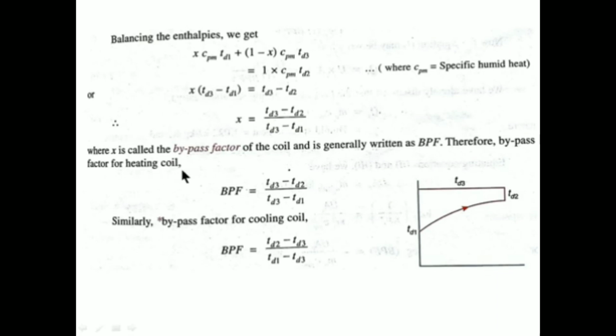So for heating coil, the BPF should be written as (TD3 minus TD2) upon (TD3 minus TD1), as TD3 is more, and for cooling coil BPF should be written as (TD2 minus TD3) upon (TD1 minus TD3). So these are the same terms, just the higher temperature value term is taken first.